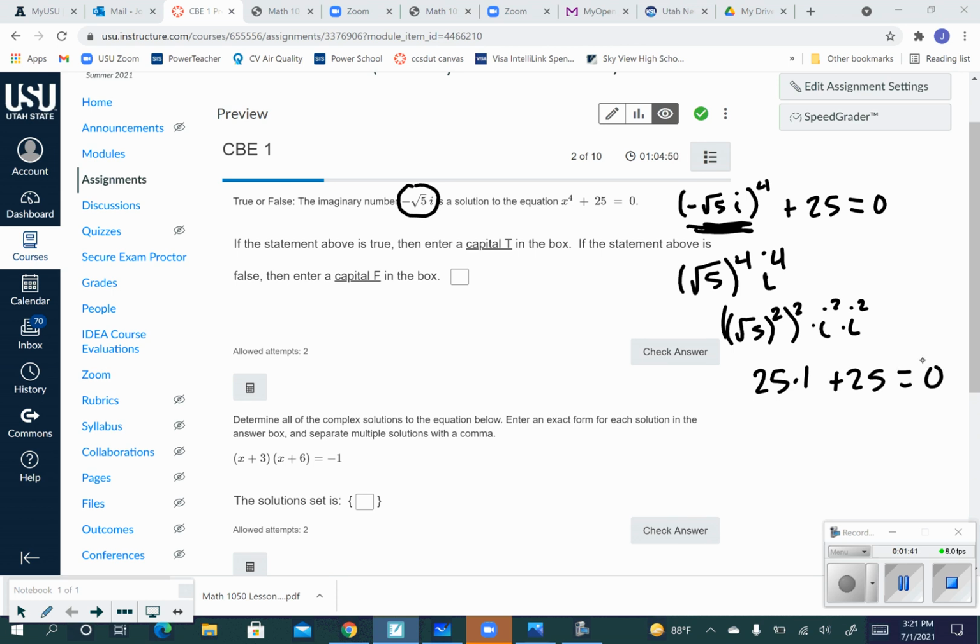So we end up with 25 times 1 plus 25 equals 0. So that'd be 50 equals 0. That's definitely not true. So our answer on this one's going to be false.